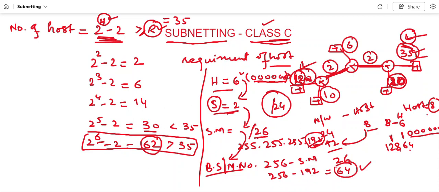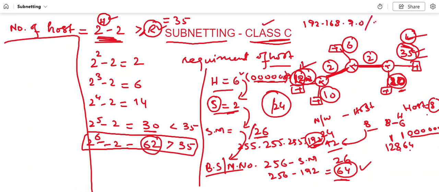With the help of this block size or magic number value, we will get the next network, as we have studied in our previous lecture, that with the help of the block size we get the valid networks. Let me make some space here. Now, the given IP address is 192.168.9.0/24. The first network starts from 0, so the first network is 0. The second network will be 64.